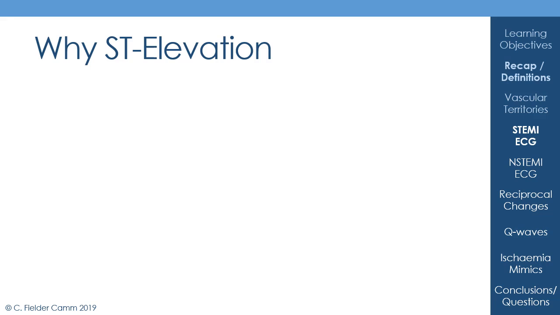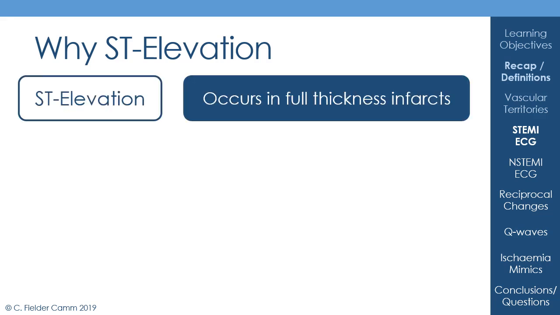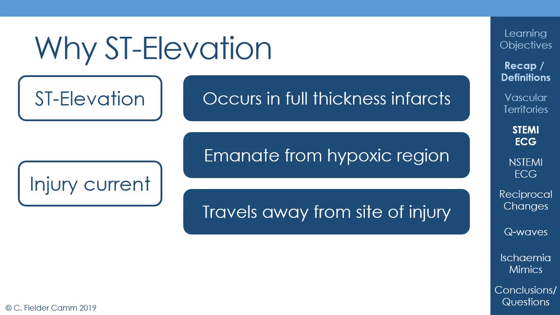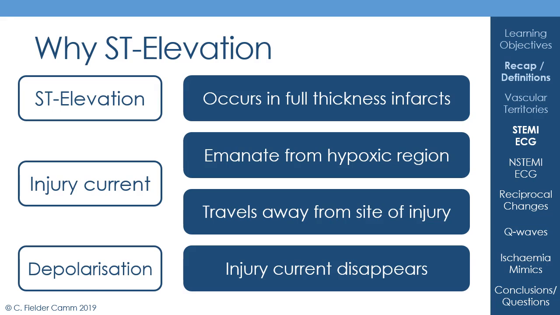So why do we get ST elevation? This occurs in full thickness infarcts, and I think you may remember from the first lecture that the ST segment represents the plateau phase of ventricular muscle cells. Essentially, in a hypoxic or dying region, we have an injury current, often of potassium, leaking out from these dead cells, and that travels away from the site of injury. But when the cells in the heart are all depolarized, there's no potential difference left. So at that plateau phase, the potential difference is essentially zero, so there's no movement of these electrolytes. So that injury current essentially disappears.